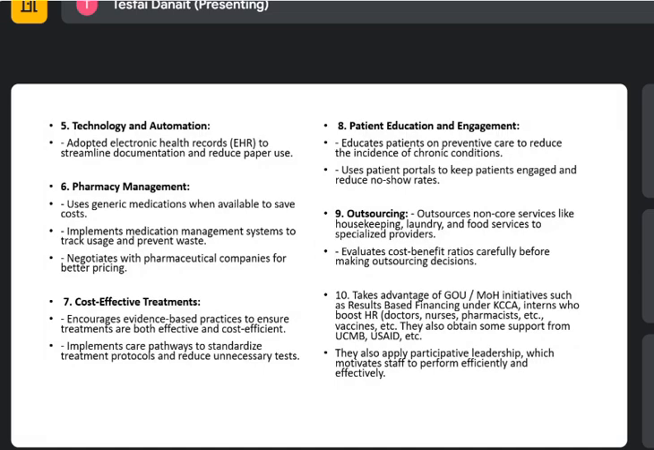And then also, educating the patients and engaging with them, so that some of these diseases can be prevented.